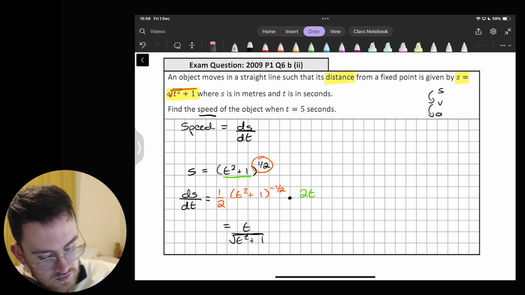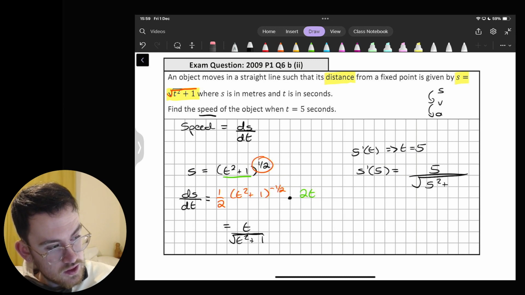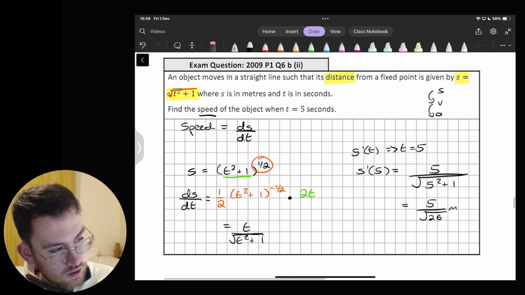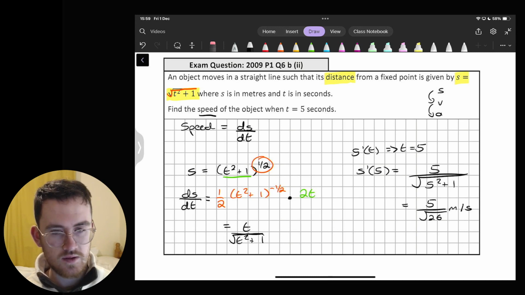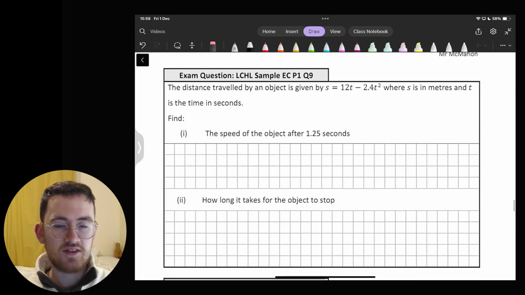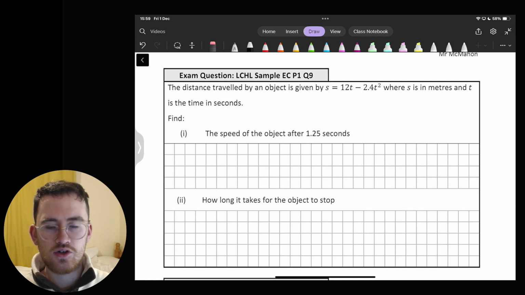Then evaluating that when t is equal to 5, let's substitute 5 into my derivative: 5 over the square root of 5 squared plus 1, which is 5 over the square root of 26 meters per second. Fairly straightforward there in terms of answering that question. With some of these questions, the hard part can be identifying speed, velocity, acceleration, displacement, and being able to move between them without them telling you exactly what you need to do to move between those.